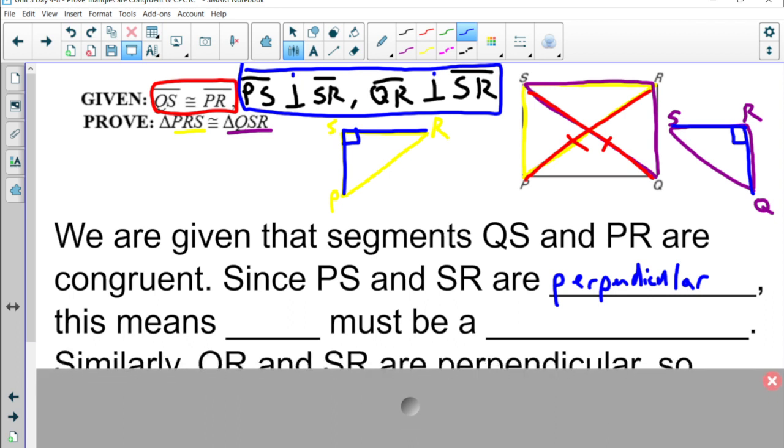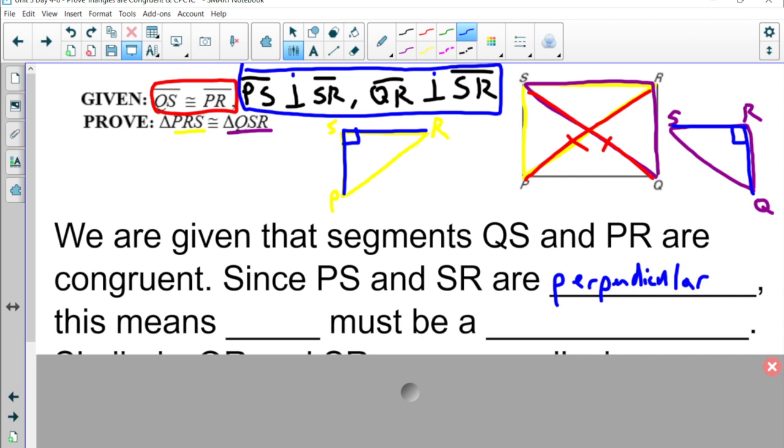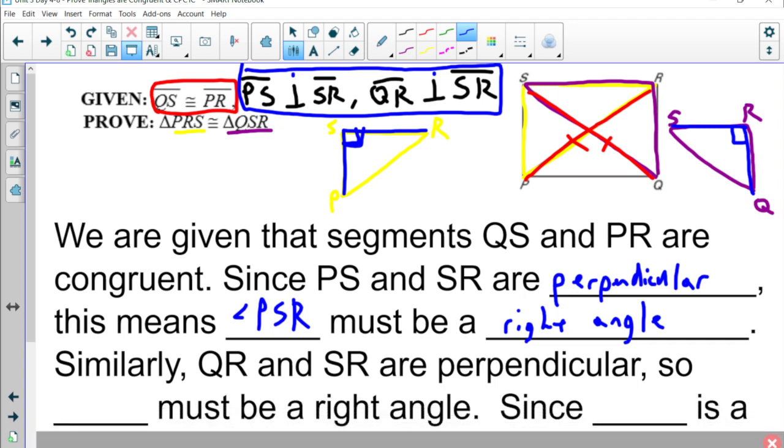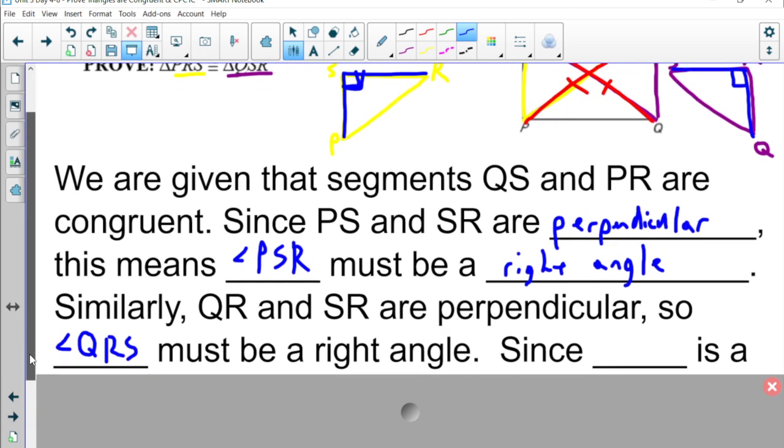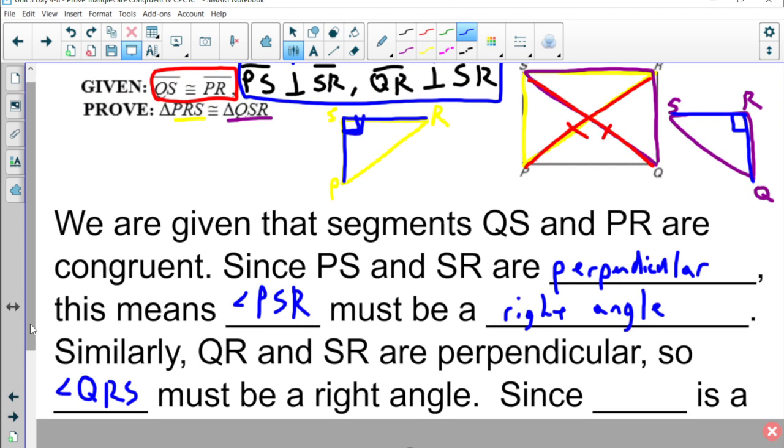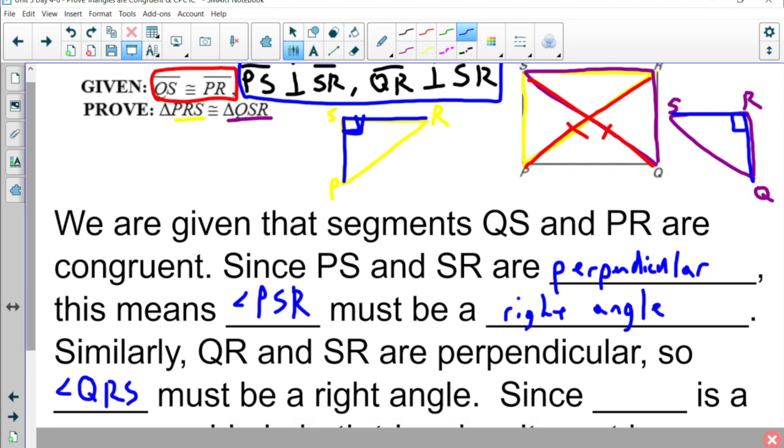So if P to S and S to R, that's right here, are perpendicular, which means angle PSR must be a right angle. Similarly, Q to R and S to R are perpendicular. So that means that angle QRS must be a right angle. All right. So that gives us the fact that these angles are right angles, that we have a right triangle.